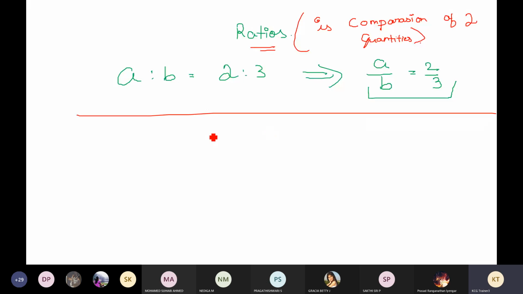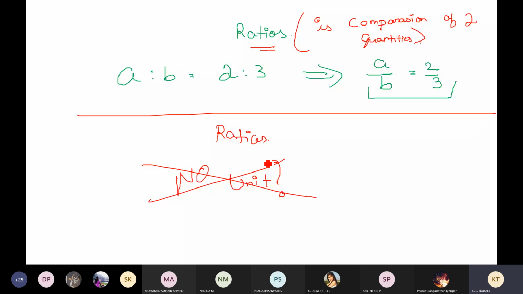What is the unit of ratios? Just like weight is expressed in kgs, and height is expressed in centimeters or meters, what is the unit of ratios? Very good, Radha. There are no units. You should remember that very clearly. No units for ratios.